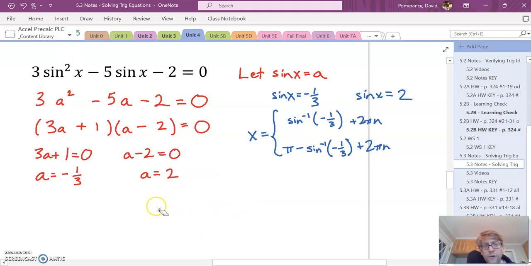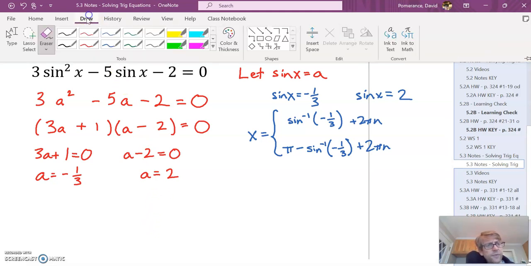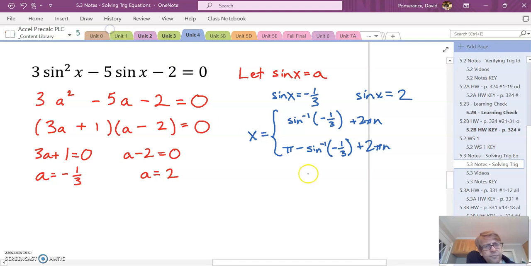Remember, it's a different rule for each of the three trig functions. Cosine, we do plus or minus. For sine, we do the regular one and then pi minus the regular one. And for tangent, we just get the one answer, but instead of plus 2 pi n, we just add 1 pi n. So anyway, that is the set of solutions we get from this first equation.